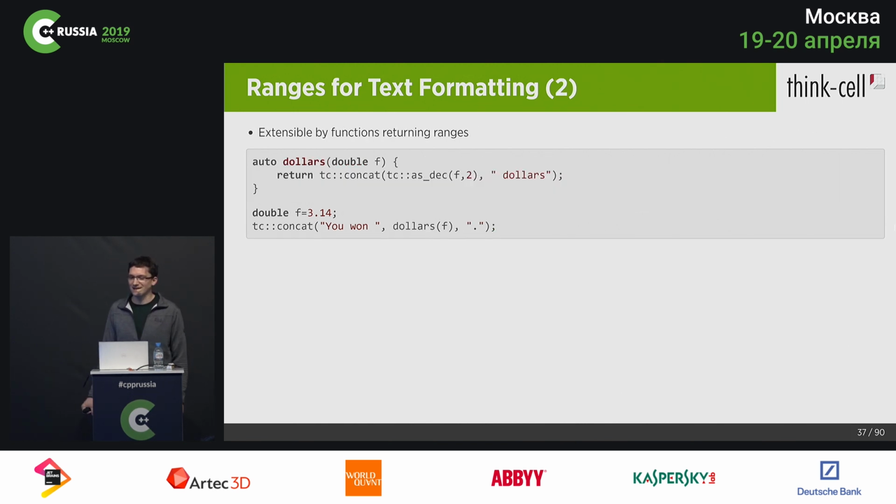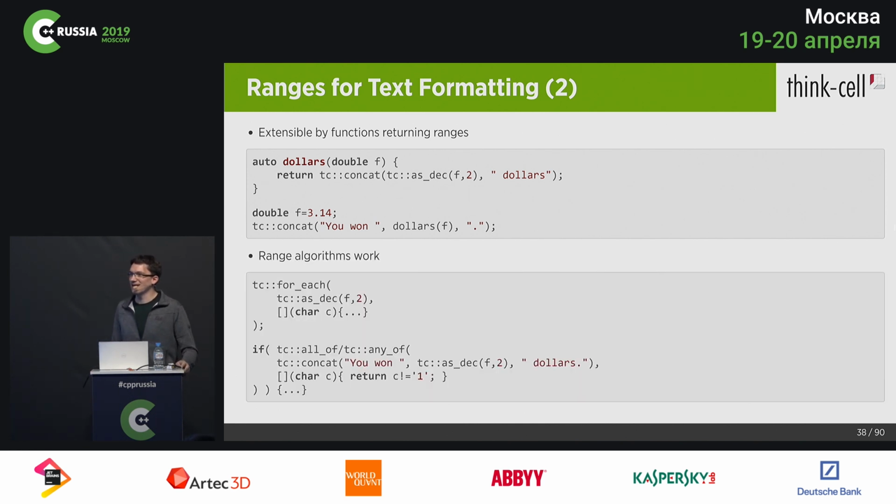And we can extend this if we want to create more complicated formatters based on what we already have. We could, for example, have a dollars function that prints a number using two digits, appends the dollar string using concat, and returns that as a range of characters from a function. Then we can use it all over the place. As it's a range, we can just use for_each, for example, to iterate it and get the text out. Or you can run any other range algorithm like all_of, any_of. Maybe more importantly, you may want to filter or transform the text ranges, as usual.